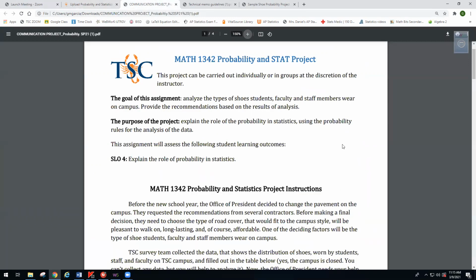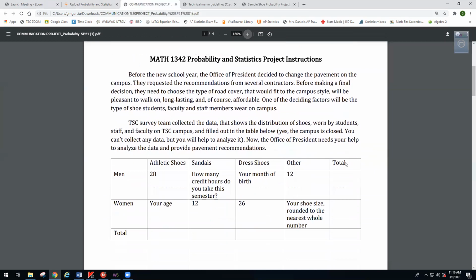What is the main goal for us to do in this project? The goal of this assignment is to analyze the type of shoes students, faculty, and staff members wear on campus. Provide the recommendations based on the results of analysis. The purpose of the project is to explain the role of the probability in statistics using the probability rules for the analysis of the data. The assignment will assess the following student learning outcomes. SLO4, explain the role of probability in statistics. Okay, so this is the project instructions.